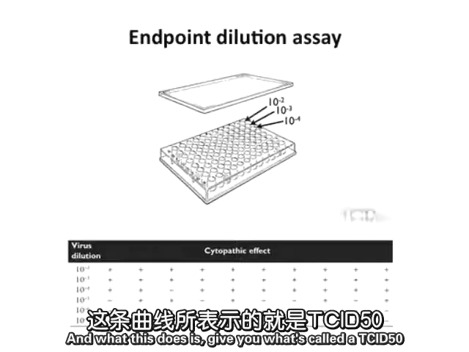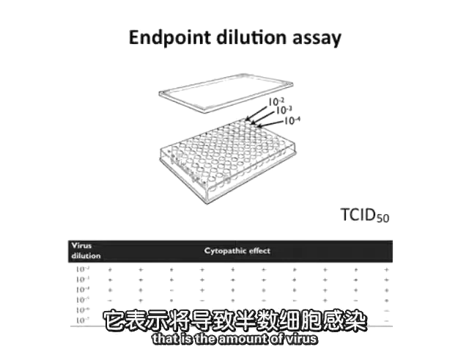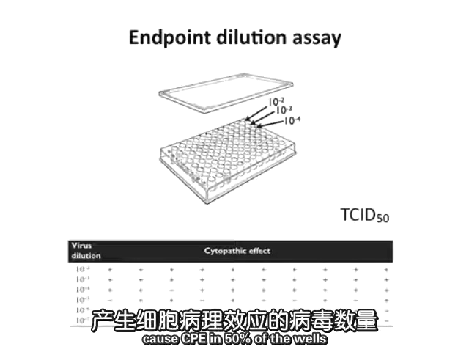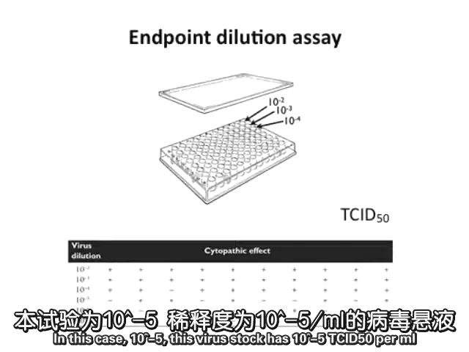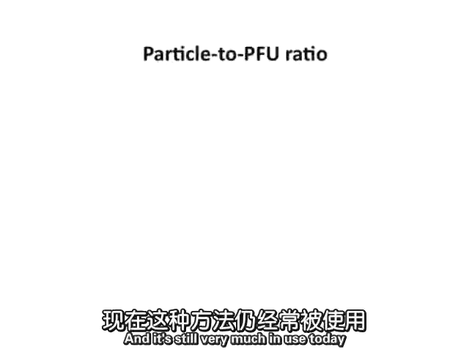And what this gives you is what's called a TCID50, tissue culture infectious dose 50%. That is the amount of virus that will infect, or in this case cause CPE in, 50% of the wells. In this case, 10 to the 5. This virus stock has 10 to the 5 TCID50s per mil. So this can be used for viruses that don't form plaques, and it's still very much in use today.